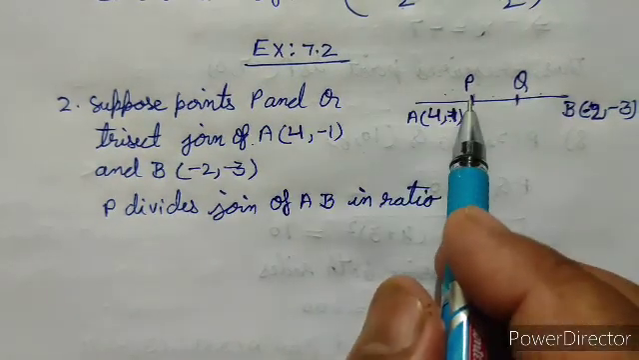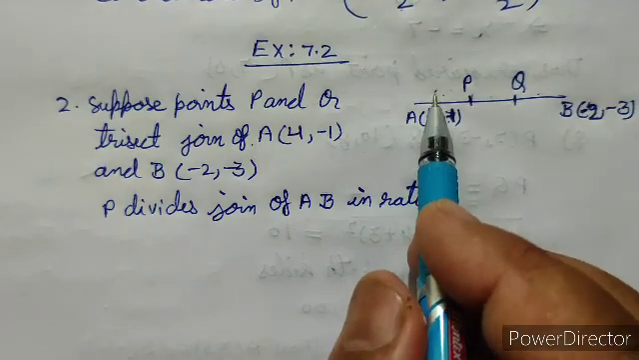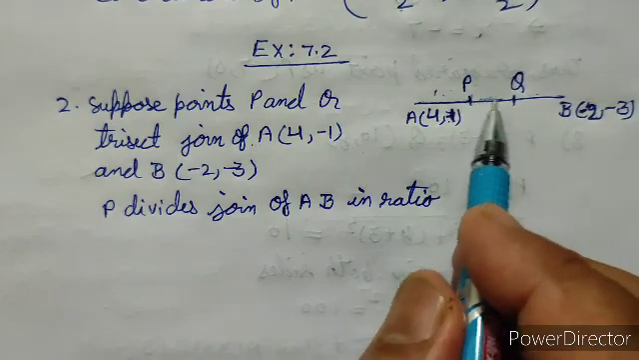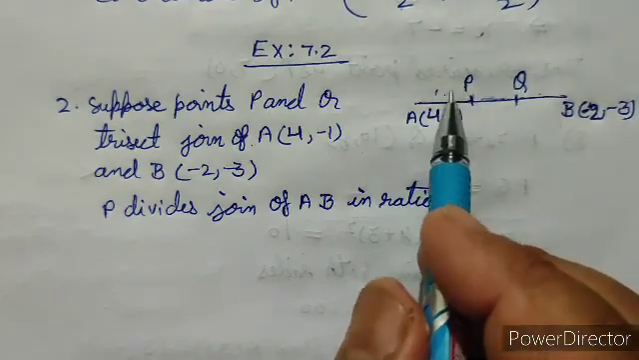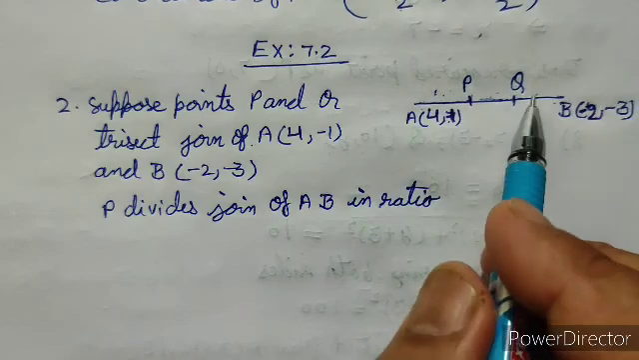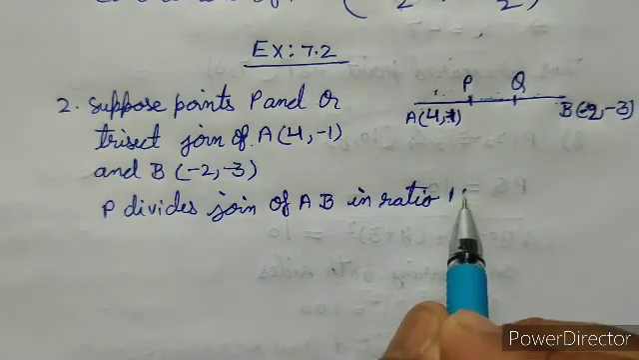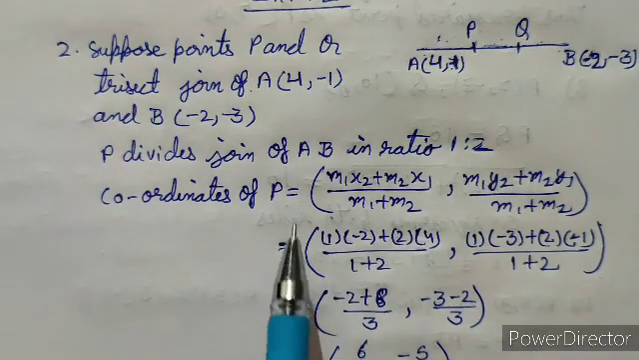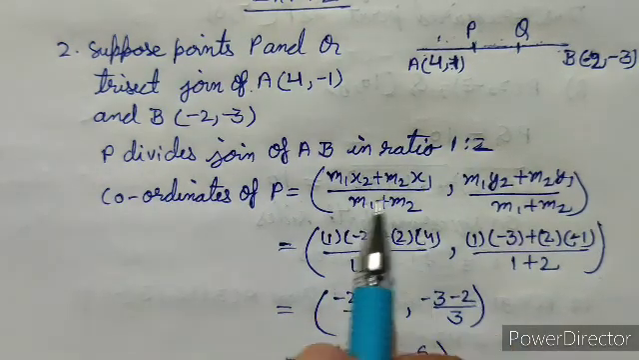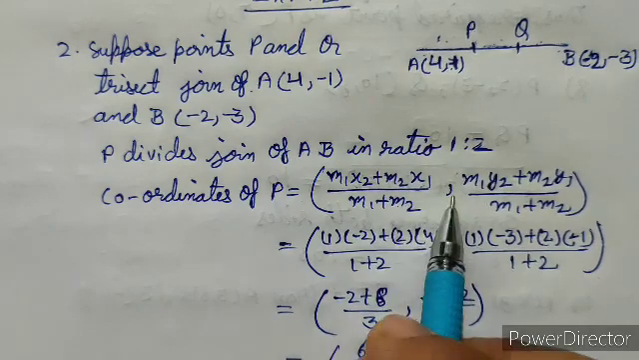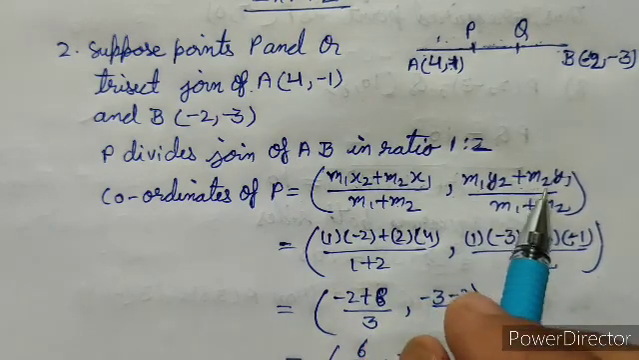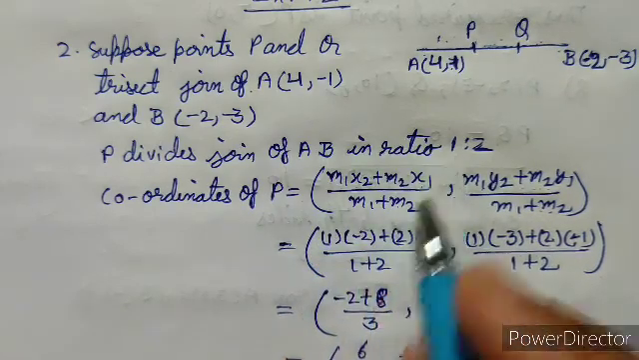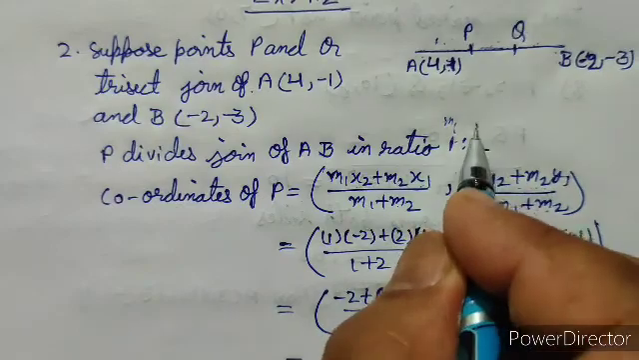Now here, previous to P there is one part, and after P there are two parts. So P divides AB in ratio 1:2. The coordinates of P will be equal to (m1 x2 + m2 x1) upon (m1 + m2), comma, (m1 y2 + m2 y1) upon (m1 + m2). Here m1 is equal to 1 and m2 is equal to 2.